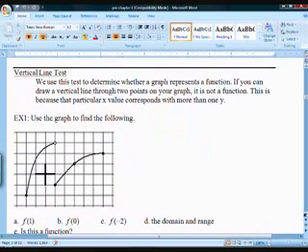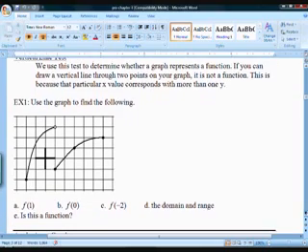Vertical line test. Talked about it a little bit in yesterday's lesson, but if you want to use it, the vertical line test is a way to determine if a graph's a function. If you can draw a vertical line and hit only one point on that graph, no matter where you draw that vertical line, that is a function.